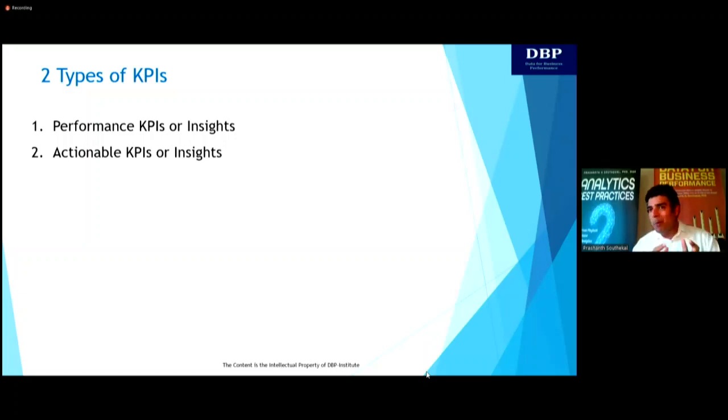So if you remember what I said, measurement is important. There are 3 types of data, and transactional data is important. We looked at the 5 reasons why transactional data is important. And within the transactional data, the ones which are actionable are the ones which are really important. So what are actionable transactional KPIs? What are the characteristics of these?